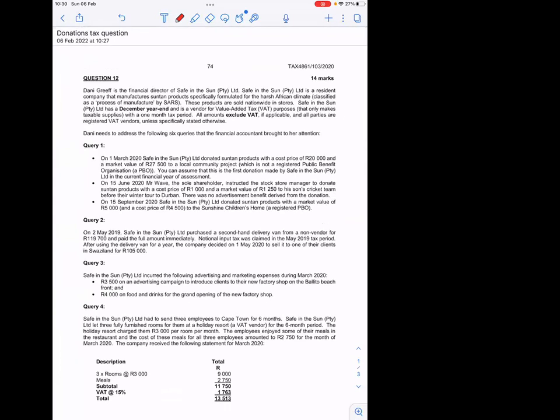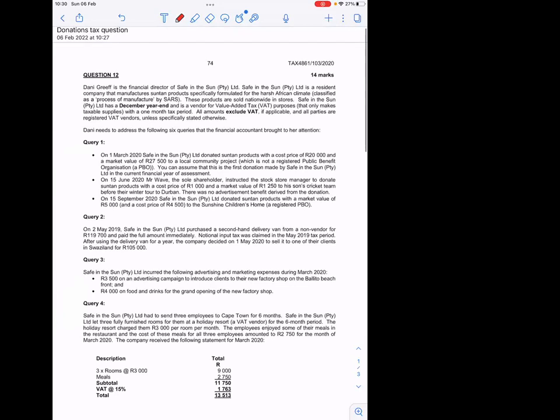These products are sold nationwide in stores. Safe in the Sun has a December year end and is a vendor for VAT purposes, that only makes taxable supplies with a 1 month tax period. All amounts exclude VAT if applicable, and all parties are registered VAT vendors unless specifically stated otherwise. Danny needs to address the following 6 queries that the financial accountant brought to her attention.